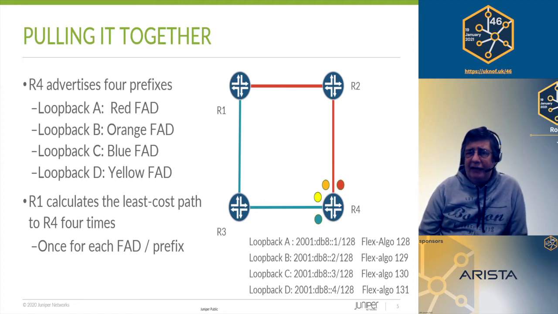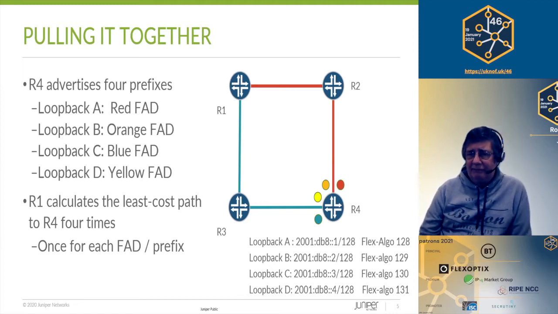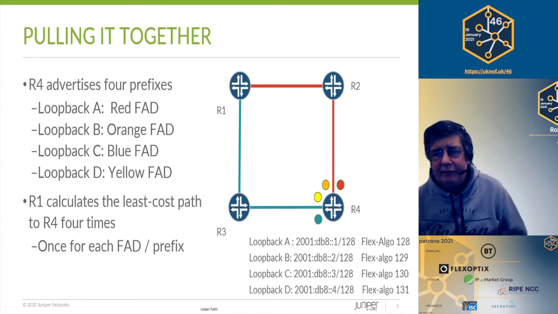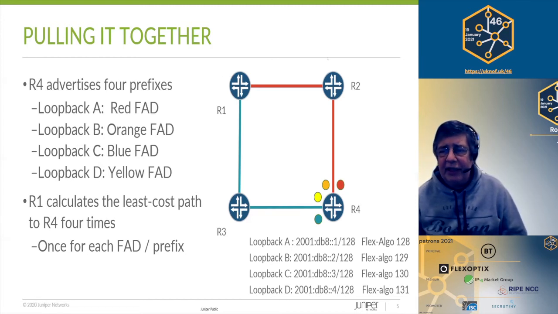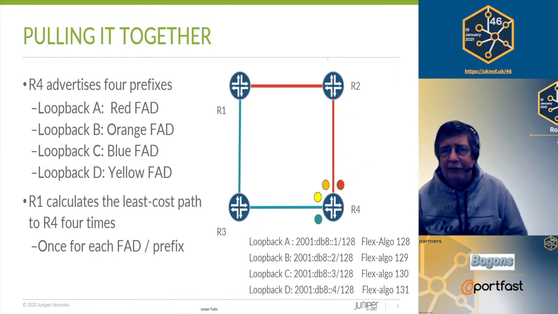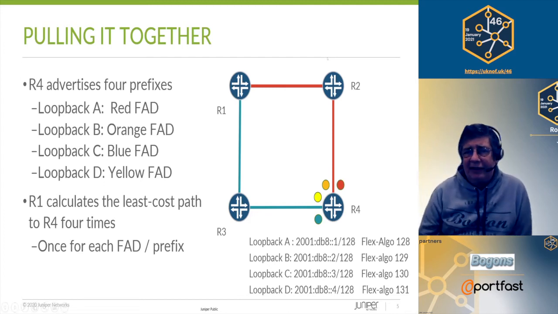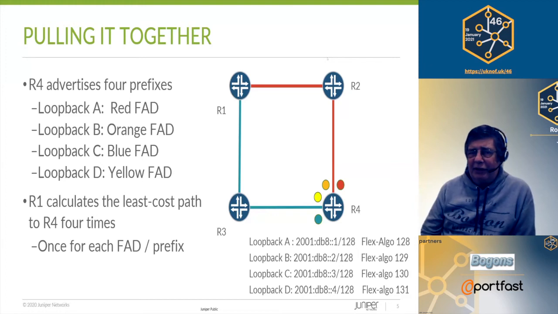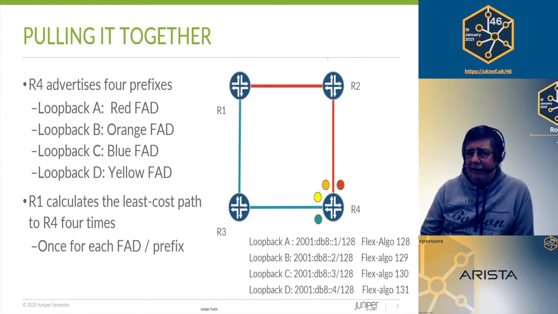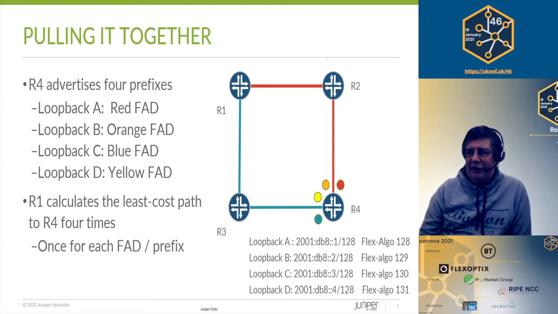R4 has 4 different loopback addresses, and each loopback address is associated with a Flexalgo number. So R4 advertises 4 prefixes: loopback A associated with the red FAD, loopback B associated with the orange FAD, C with blue, and D with yellow. R1 calculates the least cost path 4 times, once for each FAD prefix combination.